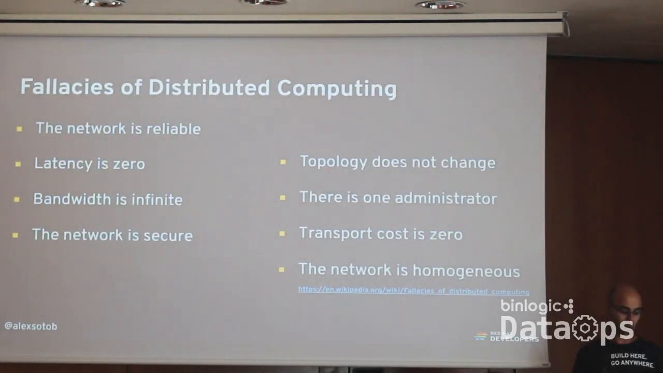The problem is that we assume as developers that the network is reliable. We never think that the network can go down, right? We just do the call and it works all the time. The latency is 0, so it doesn't matter. I send it and then I get back the result, and it's pretty fast, right? Because I run it on my computer, on localhost, where it's pretty fast. But then when you go to the production cluster, things are quite different. The bandwidth is infinite. We don't care what we send across the network. I have this big JSON document, okay, I send it. Doesn't matter. The network is secure. We think that nobody can hack our network and start sniffing the traffic. The topology does not change. There is one administrator, transport cost is 0, and the network is homogeneous. And this is what we think about it.